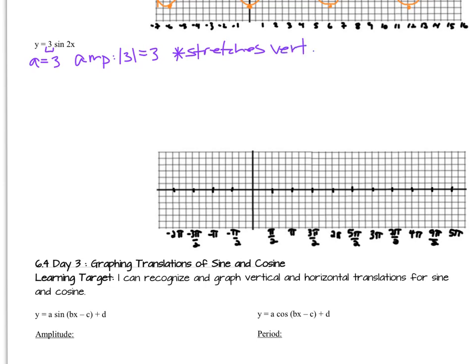There we go. B is 2. Because of that, we know 2 is definitely greater than 1, and that means the graph compresses horizontally again.